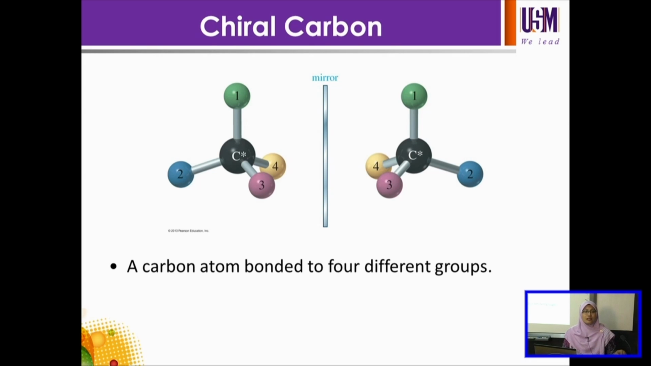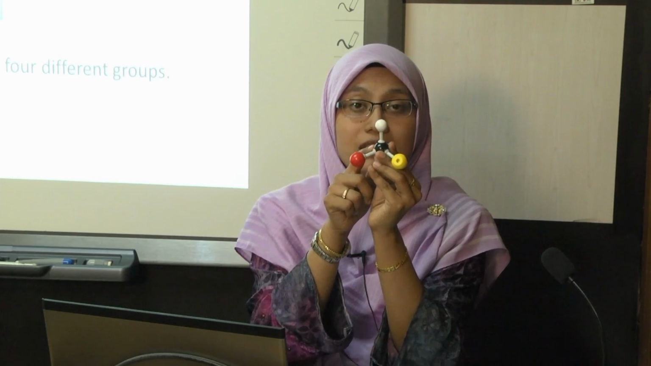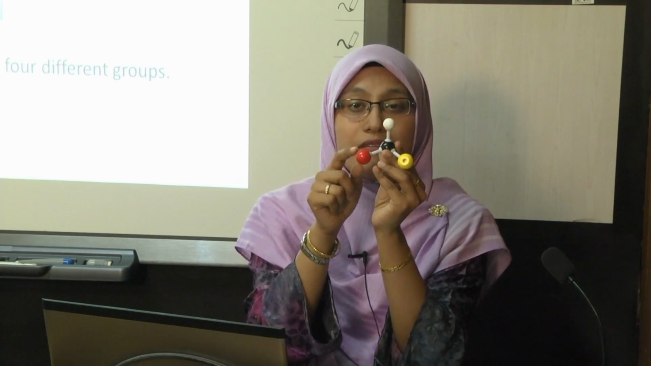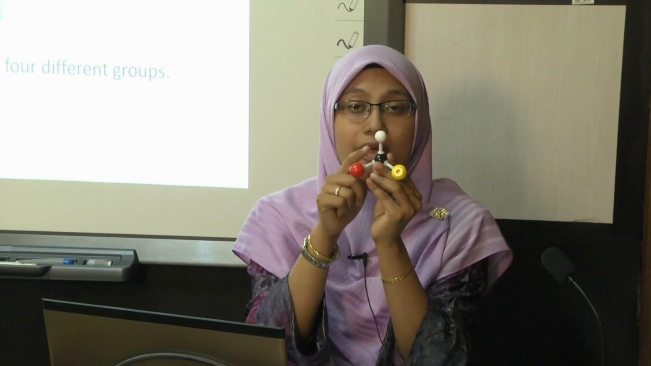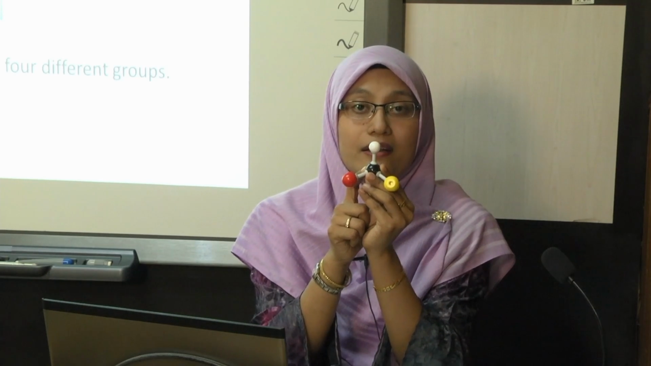A chiral carbon, on the other hand, is a carbon atom bonded to 4 different groups. Let's look back at our model, bromochlorofluoromethane. We have a carbon atom in the middle, so this is a chiral carbon. We have here fluorine, the 1st group, bromine, the 2nd group, and chlorine, the 3rd group, and also the hydrogen. Now we have 4 different groups attached to a carbon, so this carbon is called a chiral carbon.